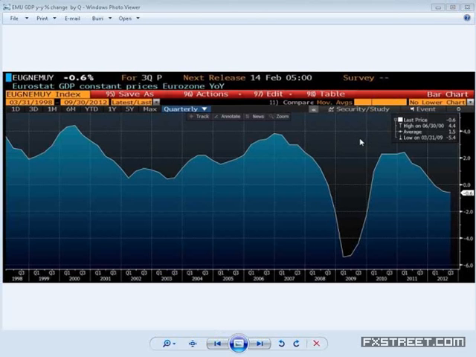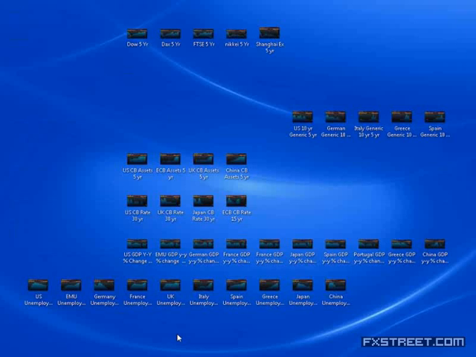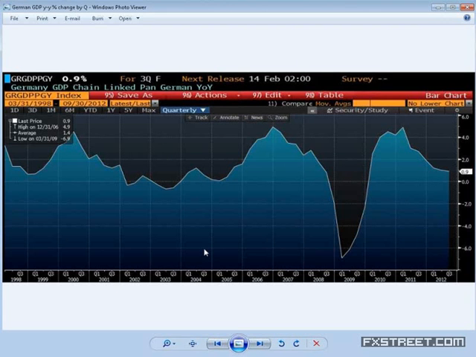recessions, and Europe's in another recession. Germany had negative growth, I believe, in the, let's take a look, in the fourth quarter and possibly in the first quarter as well. Let's look at German GDP. Okay, here's German GDP year to year. So year to year, you can see what's going on.